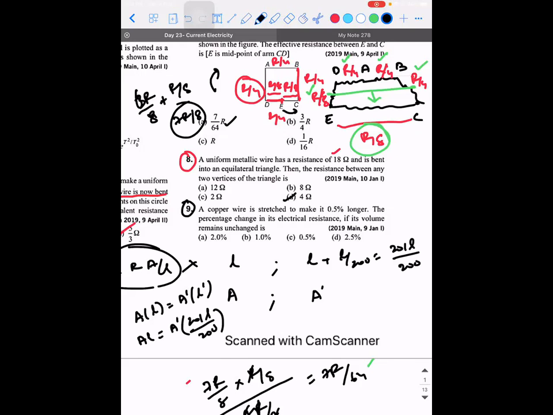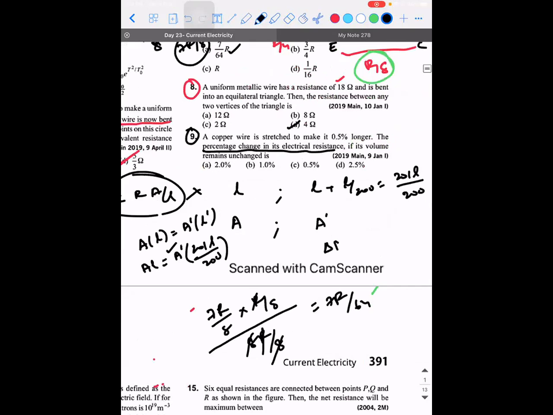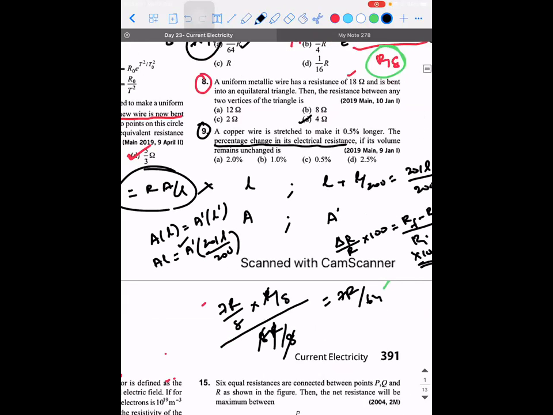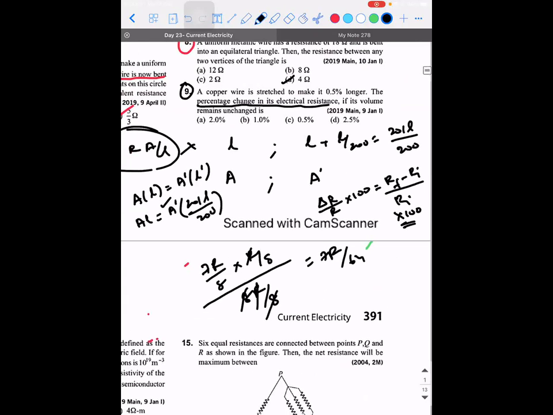Now, the point I'm going to tell you is that you can calculate the value of A dash from this. Once you find it, what is the question all about? They are asking the percentage change in its electrical resistance. So what is the formula for percentage change? Delta R divided by R into 100. That is R final minus R initial divided by R initial multiplied by 100 will give you the percentage change. If you don't multiply it by 100, it will give you the fractional change. Is that clear? So that part I'm leaving it to you. I hope you guys can do it.